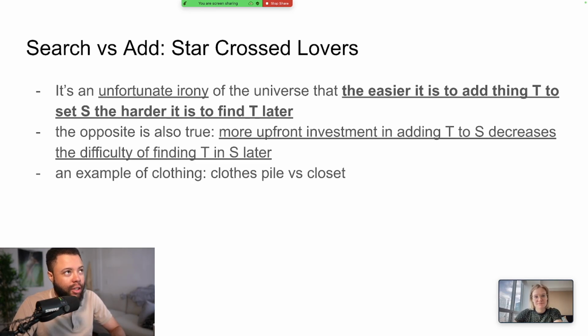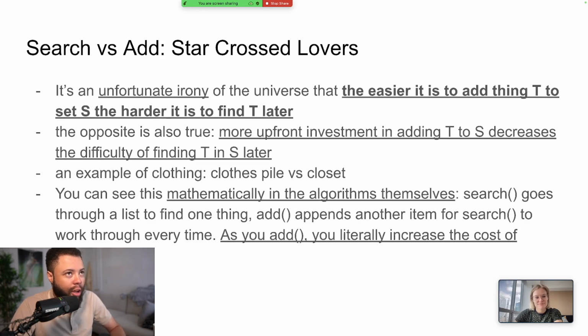So you have to basically decide, okay, where does this live? But then later on, when I'm searching for it, I can find it basically immediately, because I can be like, okay, it's in the Thursday pile, or it's in the blue jeans versus the chinos or something like that, pants. So you can see this mathematically in the algorithms themselves.